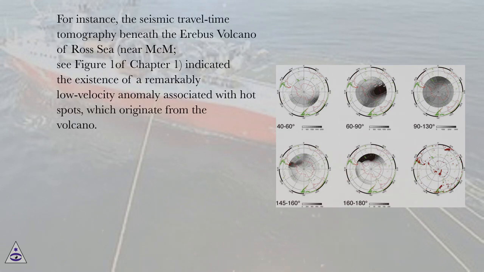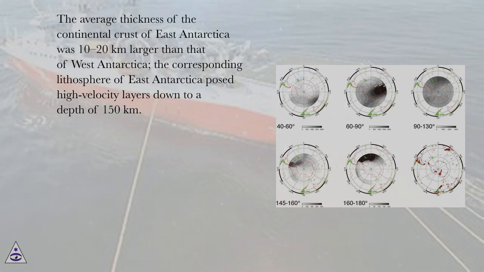For instance, the seismic travel time tomography beneath the Erebus volcano of Ross Sea, near MCM, see Figure 1 of Chapter 1, indicated the existence of a remarkably low velocity anomaly associated with hot spots, which originate from the volcano. The average thickness of the continental crust of East Antarctica was 10 to 20 kilometers larger than that of West Antarctica. The corresponding lithosphere of East Antarctica posed high-velocity layers down to a depth of 150 kilometers.